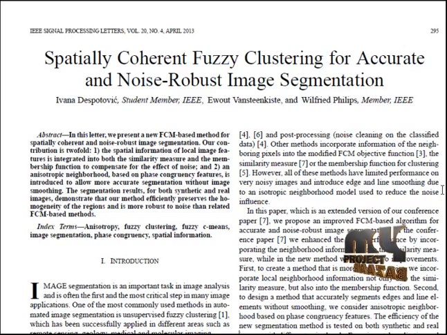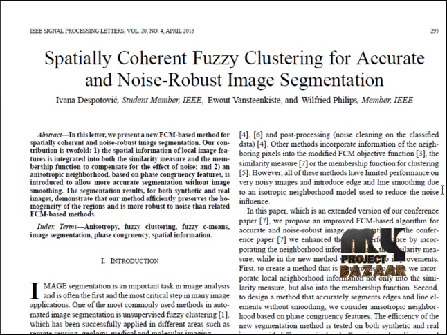Let me discuss the project on spatially coherent fuzzy clustering for accurate and noise-robust image segmentation. In this paper, we present a new FCM-based method for spatially coherent and noise-robust image segmentation. Our contribution is twofold. The spatial information of local image features is integrated into both the similarity measure and the membership function to compensate for the effect of noise. An anisotropic neighborhood based on phase congruency features is introduced to allow more accurate segmentation without image smoothing.